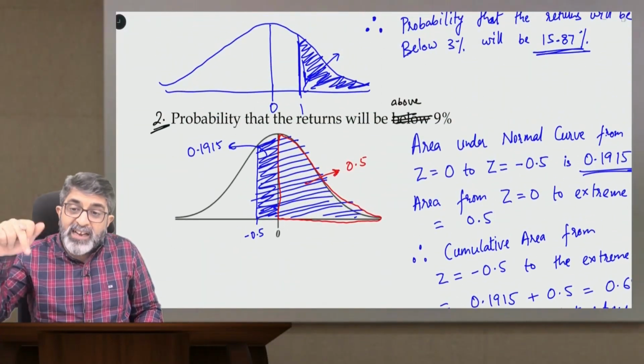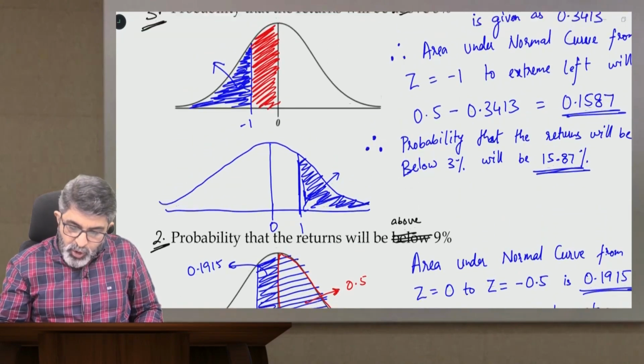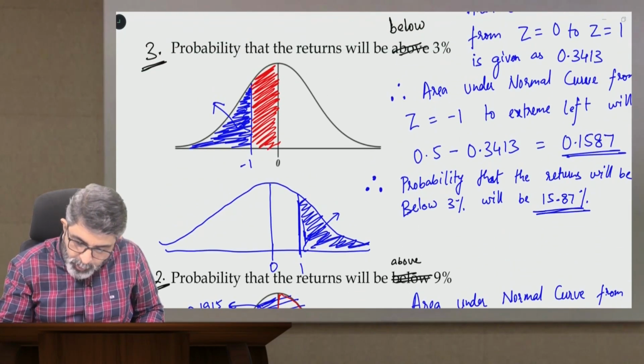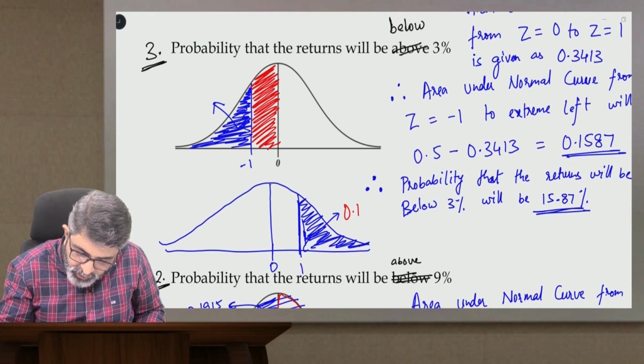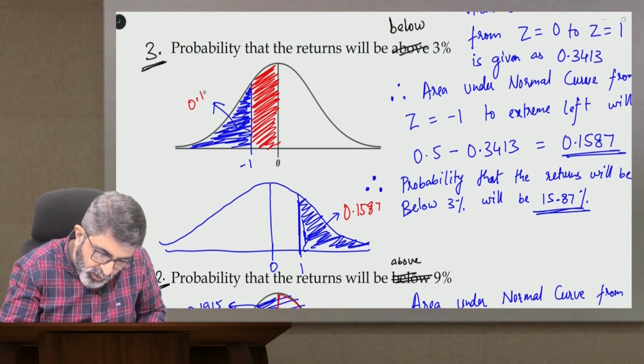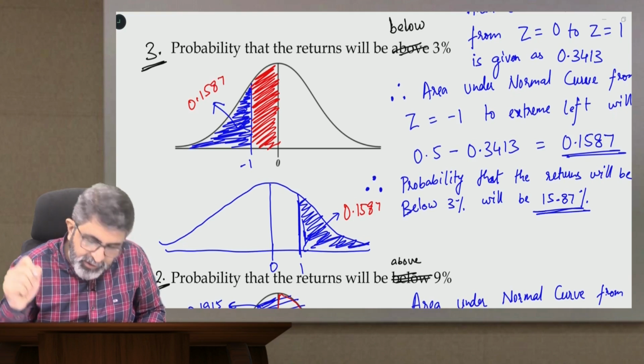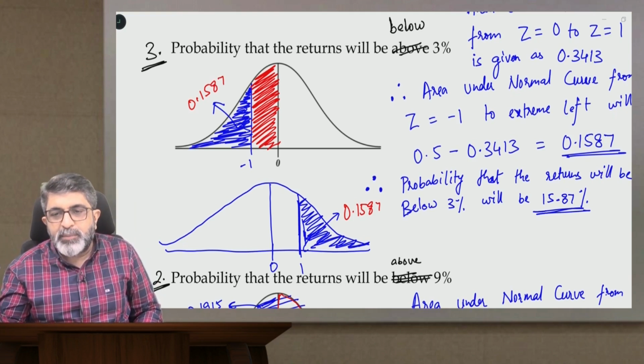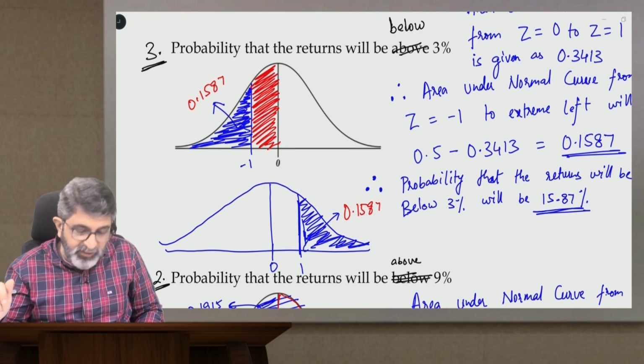So suppose that kind of Z table was given to you, you would have directly identified that this probability is 0.1587. So this is also 0.1587, 15.87%. Correct. So this is done.